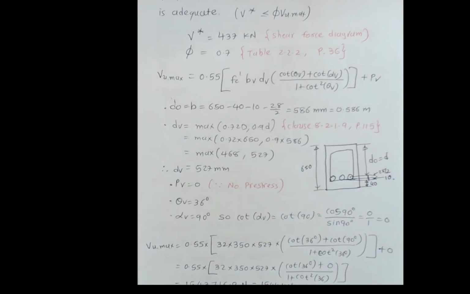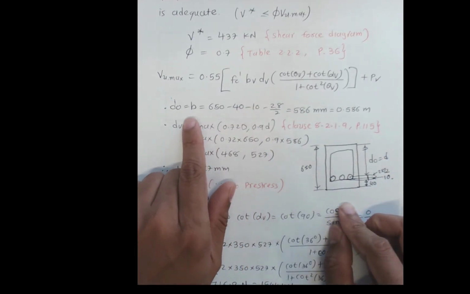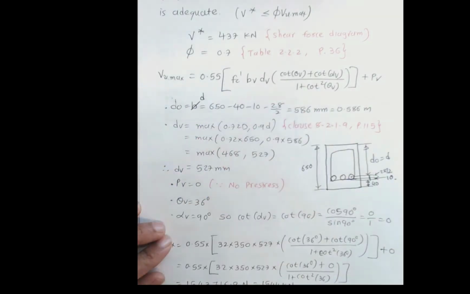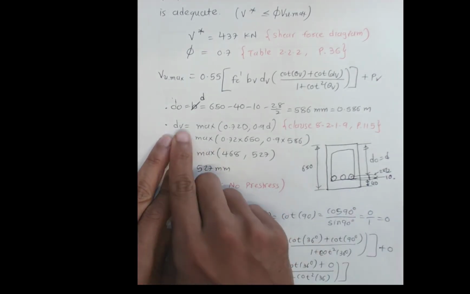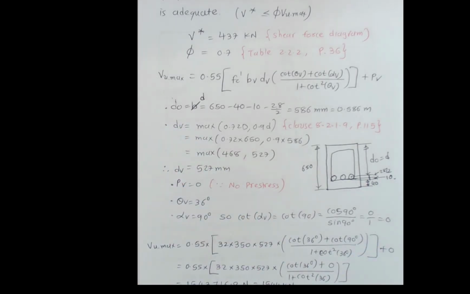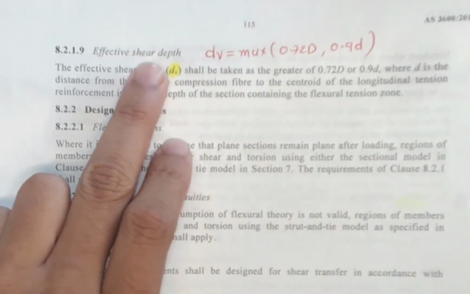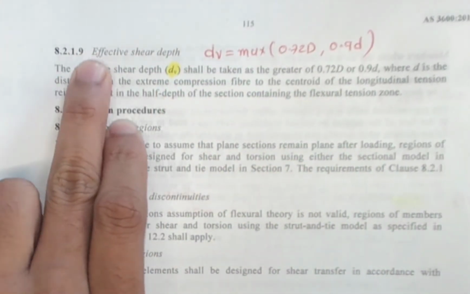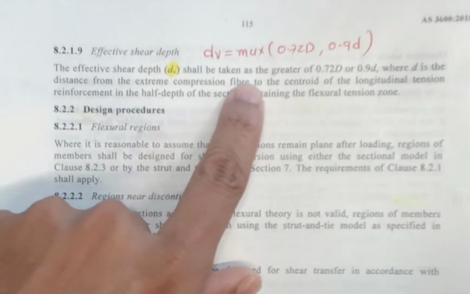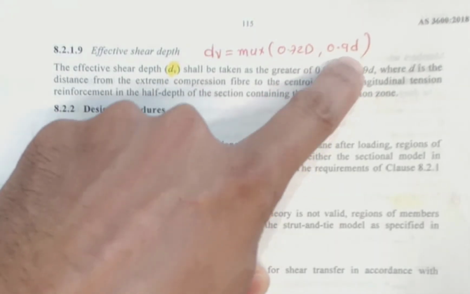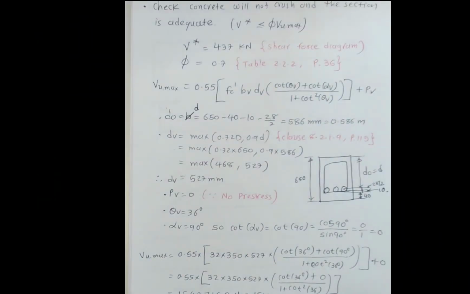Now after calculating this d, please note this is d, not b. After that, we need to calculate dv. dv is defined as the effective shear depth. The effective shear depth is given in clause 8.2.1.9. We can write these three lines, but basically it says that it should be taken as the maximum of 0.72 D or 0.9 d. That is written here.